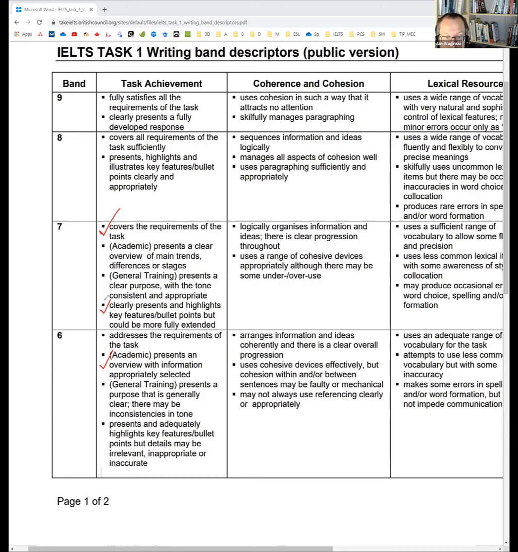Okay. So you're good on this point, but then you also satisfy this lower criterion. They're going to give you this one. You're going to get a 6, not a 7. Even though you might satisfy more criteria in the 7 category, they're going to give you the band score corresponding to the lowest descriptor that you get.